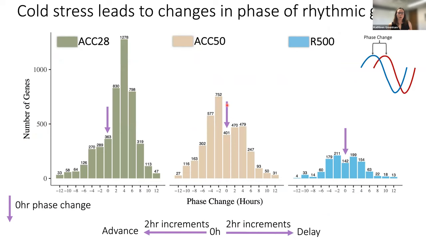And what I hope you can see immediately is that ACC28, our more tolerant line, really jumps out, where there are a lot more genes that are showing a phase delay of 2 to 6 hours in response to cold compared to ACC50 and R500 that are more normally distributed. And so this is something that is really interesting. And of course, there are many different phases within this, so genes that are expressed at different times of day.